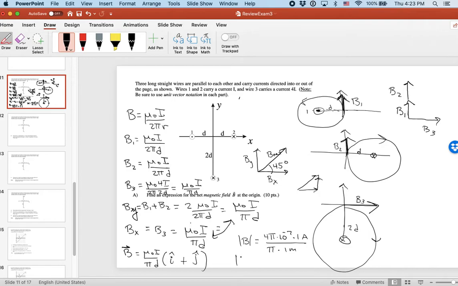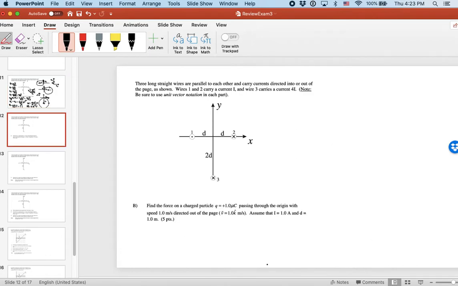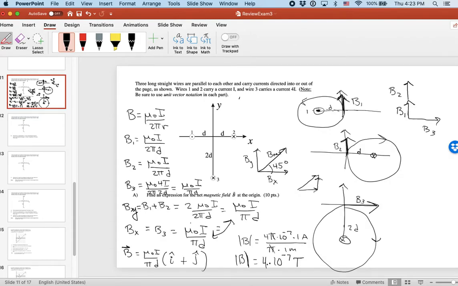And so then the magnitude of B is equal to, the pi's cancel, and I get 4 times 10 to the minus 7 Tesla. And so I'm going to use that on part B, which is coming up. See if I can go down. Yes, I can. Okay, so we just finished part A, and we're going to start on part B.